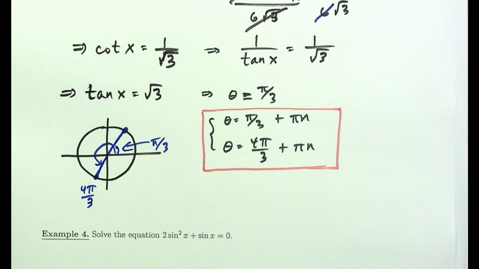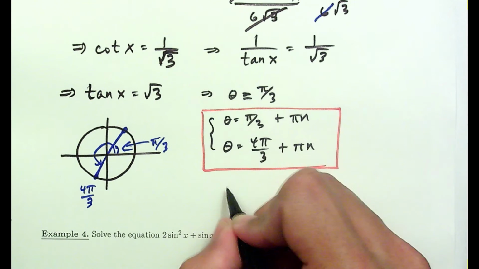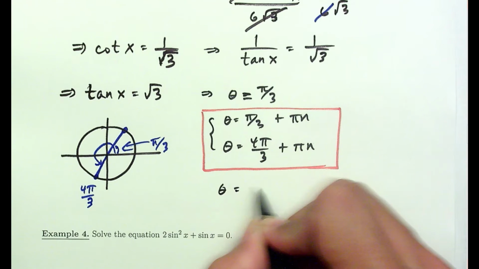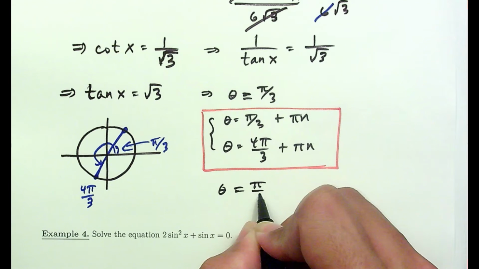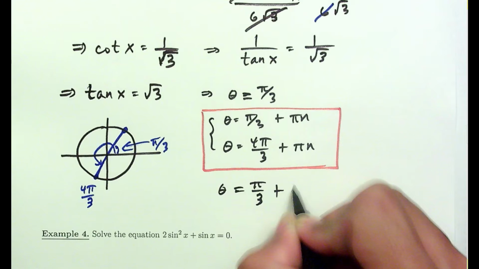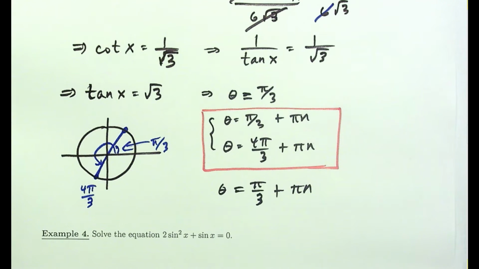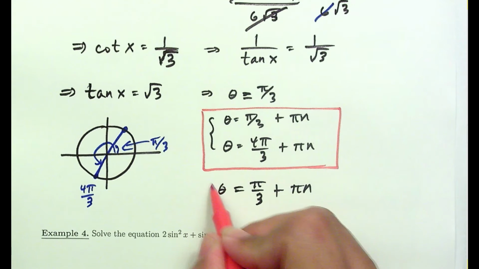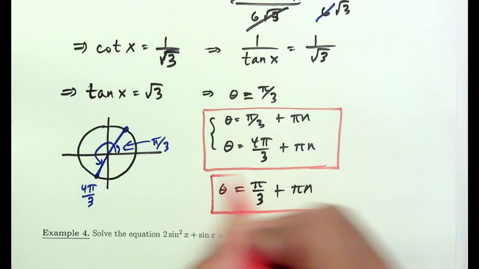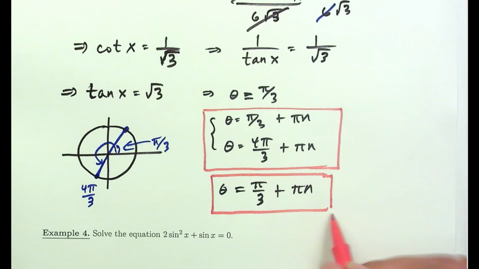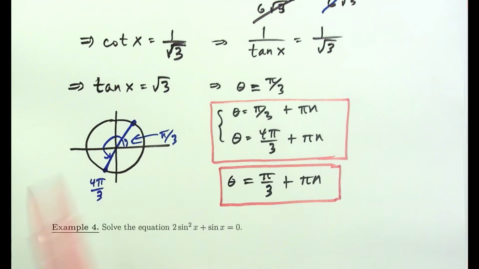So in the case of tangent, it is better to say that the solution would be just take this one and add pi n. So this is the actual solution. And that's because, one more time, this solution is already obtained by adding the period.